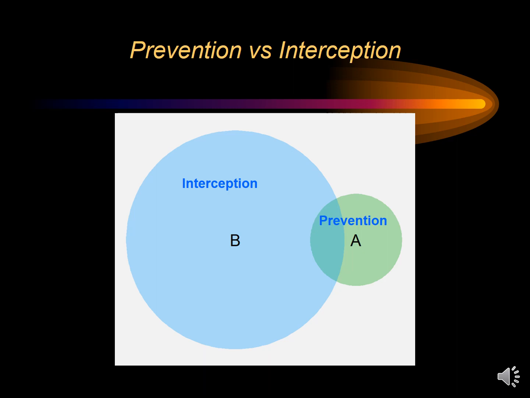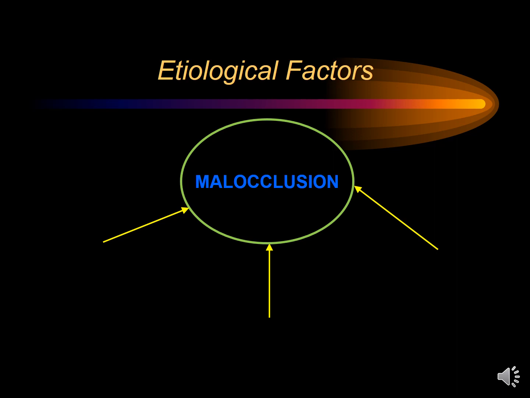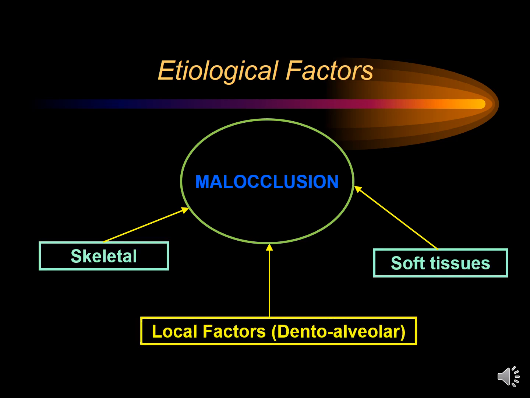Okay, now the role of prevention and interception, it is very difficult to clearly define what is prevention and interception, as there's a lot of overlap, but the role for prevention is much smaller compared to interception. Okay, very few procedures are purely preventive. Now, the etiological factors involved in a malocclusion are skeletal factors, soft tissue factors, and local factors or dentoalveolar factors.